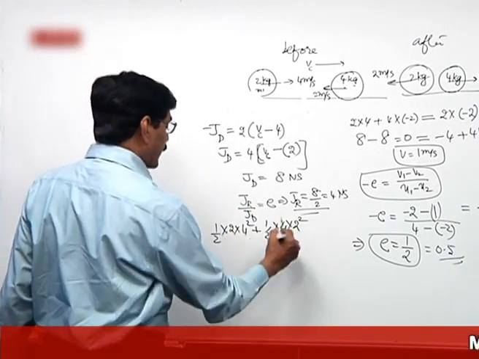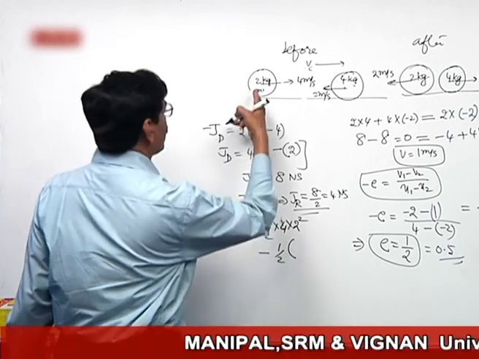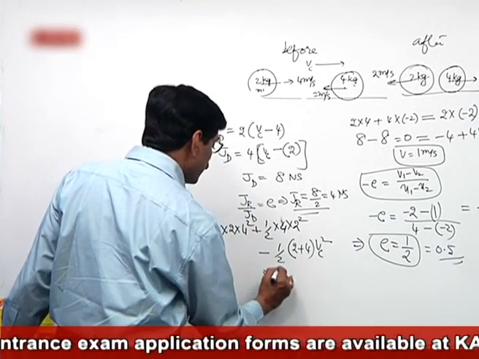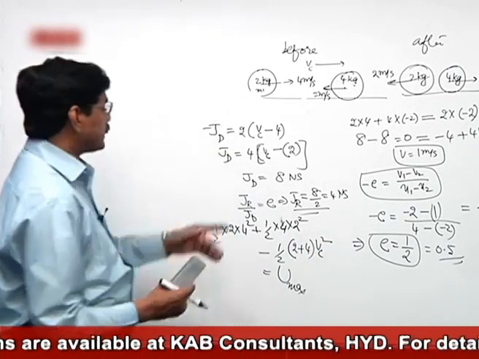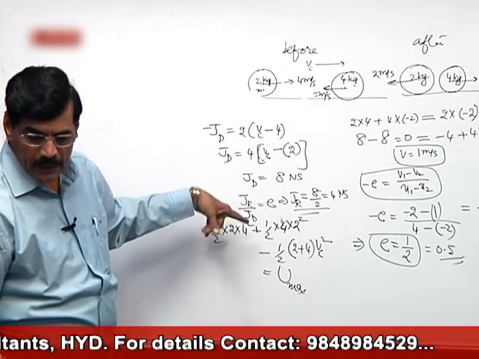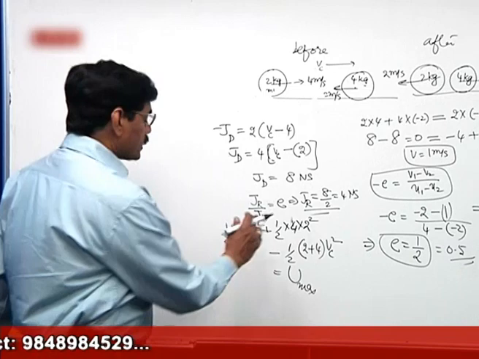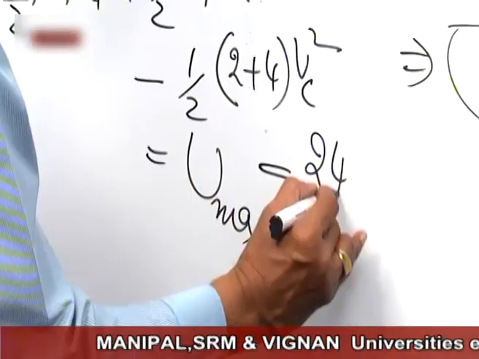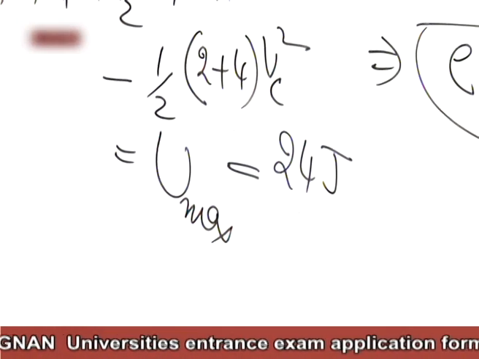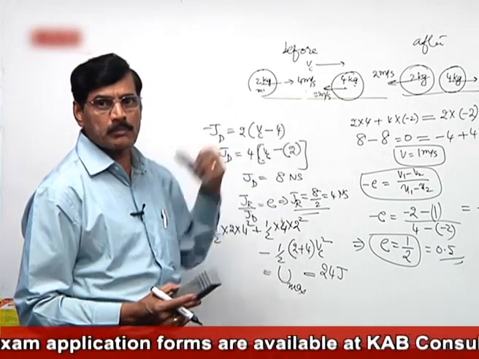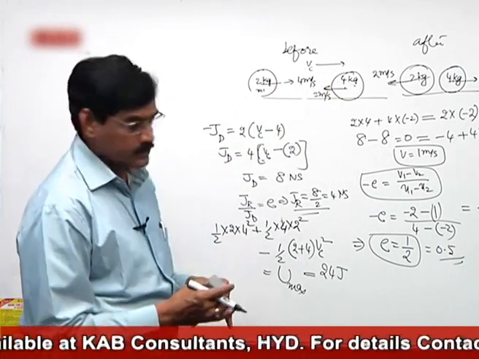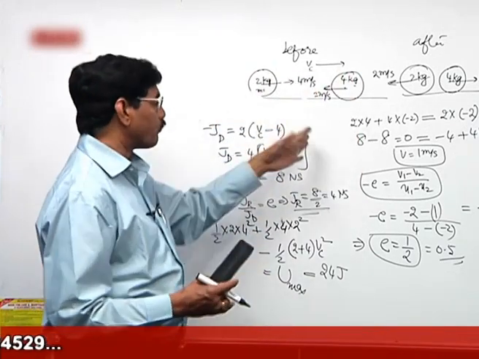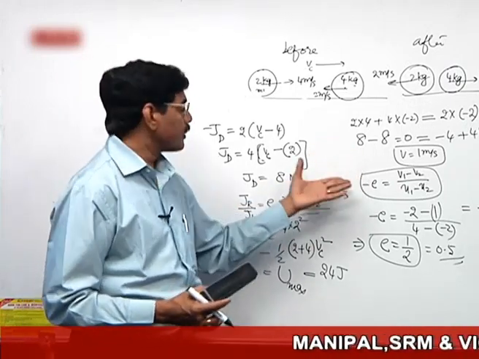This is the total initial kinetic energy, minus, at the time of maximum deformation, total mass 2 plus 4 and Vc squared, which is the maximum potential energy. By solving this equation, we get the common velocity Vc and the maximum energy. The maximum energy we get is around 24 joules, 24 joules of potential energy at the time of maximum deformation of the balls. This is how we calculate the deformation impulse, reformation impulse and energy loss.